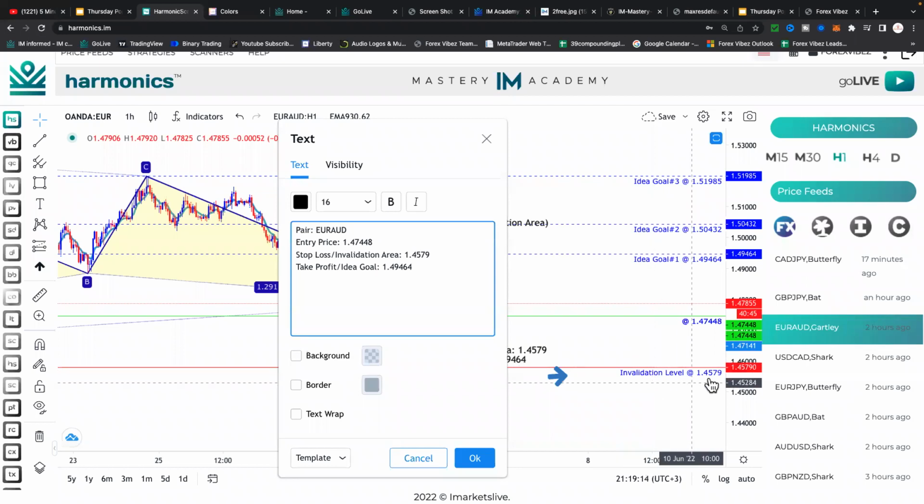Red means stop loss. Copy that number, 1.4579. And then I want to grab my ideal goal, which is 1.49464. Okay, boom. And you're good to go.